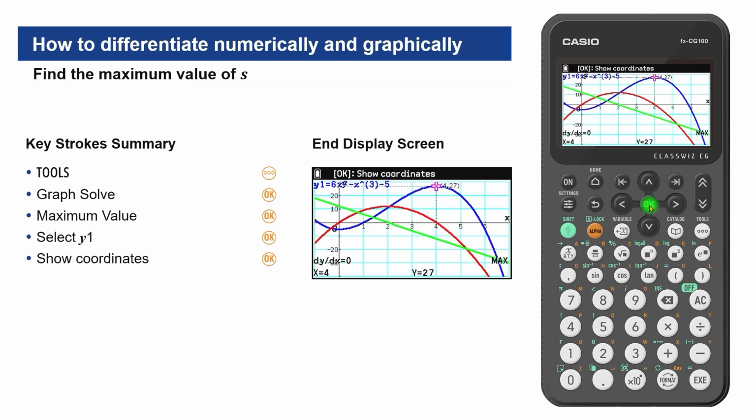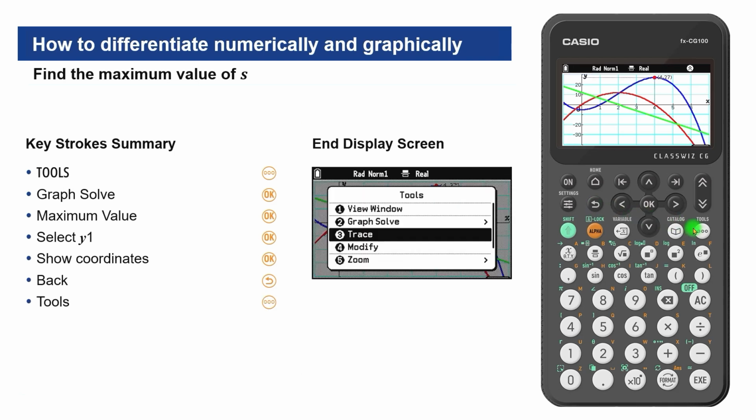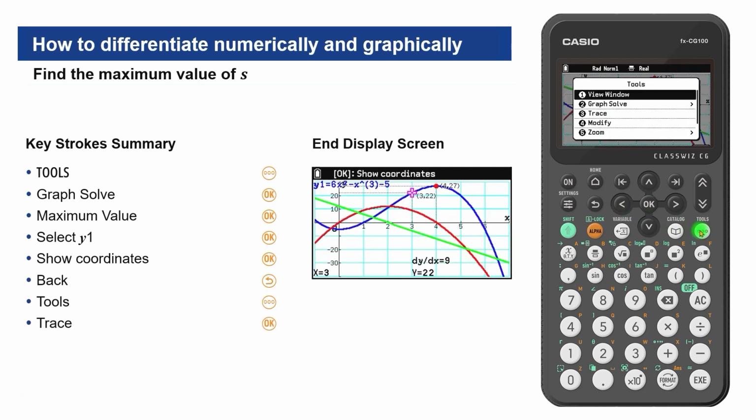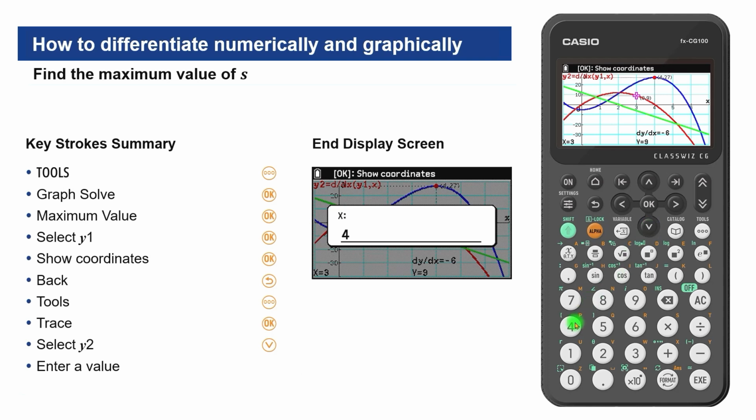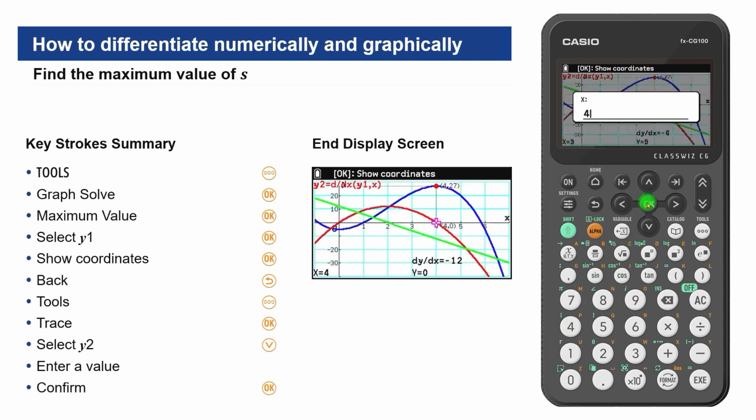Press OK to show the coordinates. To demonstrate the links to the derivative function, end the analysis with back, and press Tools again. This time select Trace, and scroll to select the first derivative function y2. Enter the x value of the maximum, 4, and confirm.